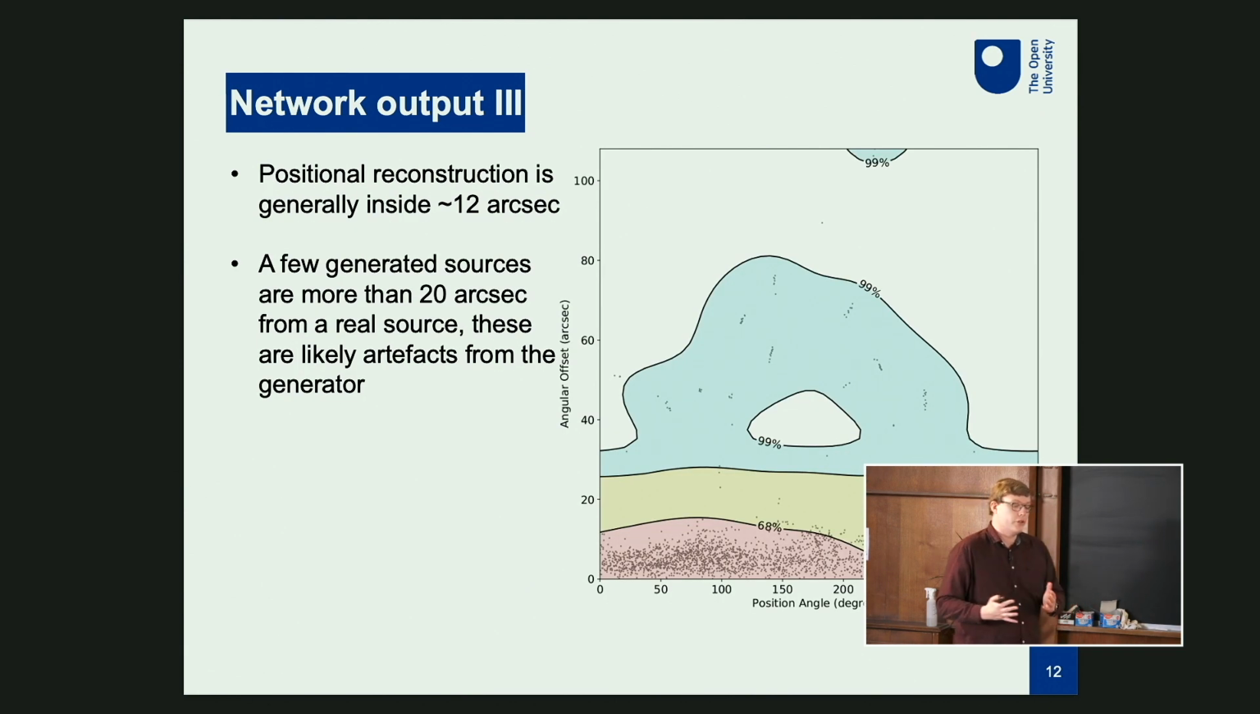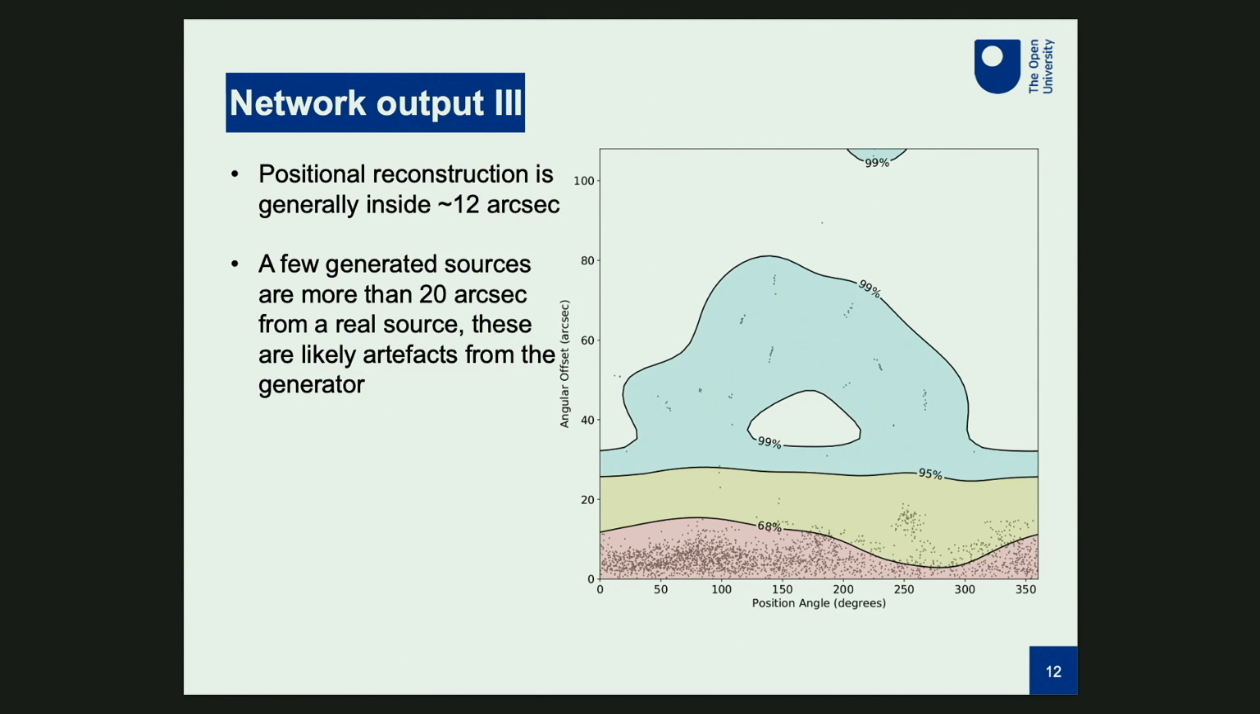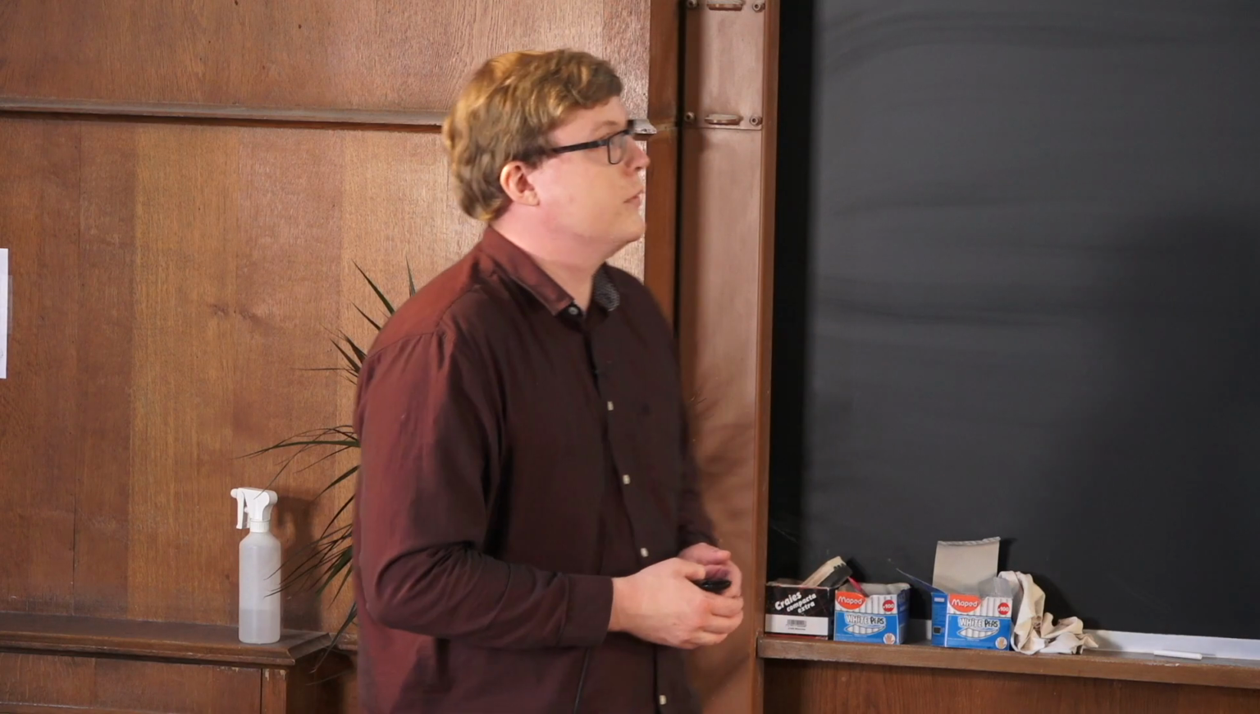But as I said, what we really want to do and what we designed our loss function to do was source positions and source fluxes. When we look at the source positions, we can see the angular offset on the y-axis between where we expect the source to be based upon our generated data and where we find a source in the target data. Generally speaking, we generate our sources inside 10 to 12 arc seconds of where real sources exist, and almost all the sources are generated inside a radius of about half the full width half maximum of the Herschel SPIRE 500 micrometer data.